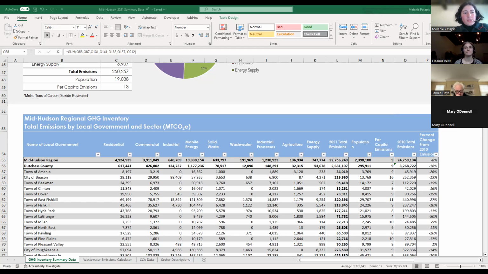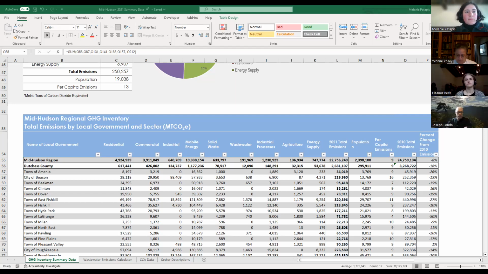Government operations don't include schools, but schools are included in your community. Are they in the commercial sector or the residential sector? That's a really good question. I don't know if we ever got confirmation about this, but my instinct is to say that they're part of commercial. Yeah, for sure. What about the universities? I would also say probably commercial.